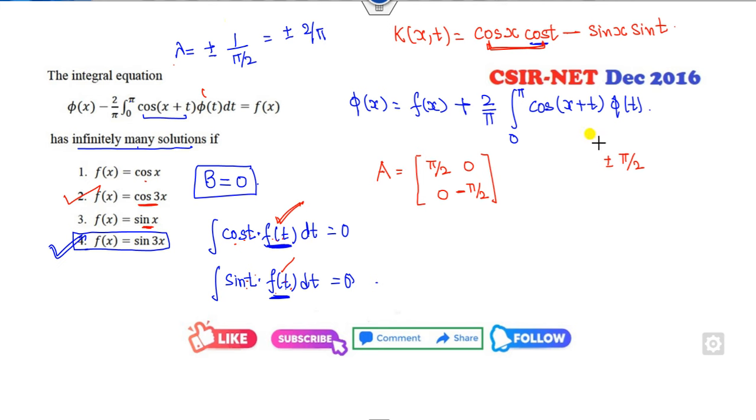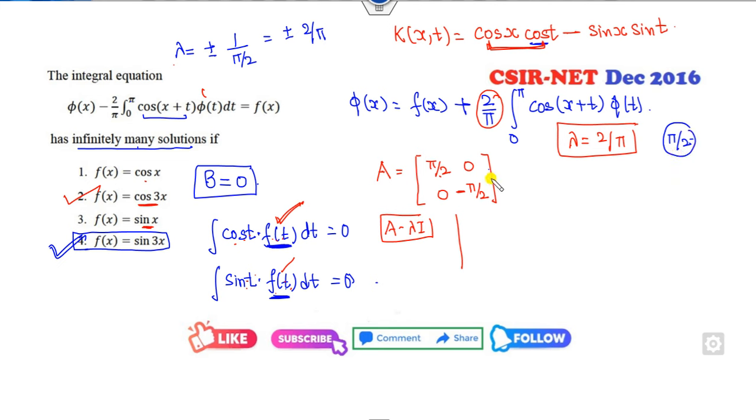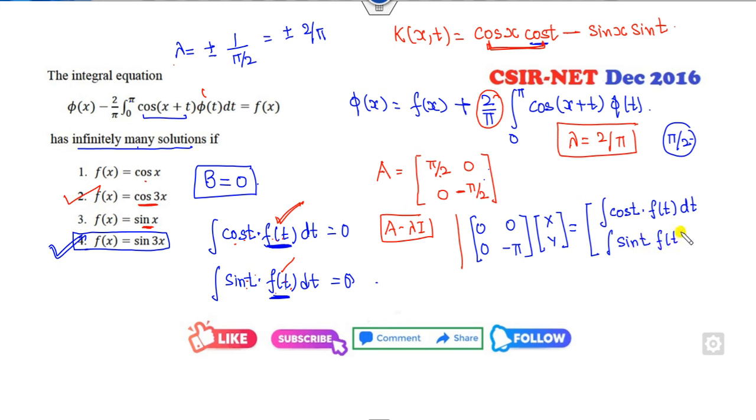Corresponding to this, what is B for the first case? What is lambda in this case? Lambda is plus 2 over pi. So can you find the eigenfunction? Now for this case, what is the eigenvalue? Pi by 2, because the eigenvalue of A is pi by 2. So this is 0, 0, 0, minus pi, times x, y, which is equal to the integral of cos t times f(t), and the second one is sin t times f(t).